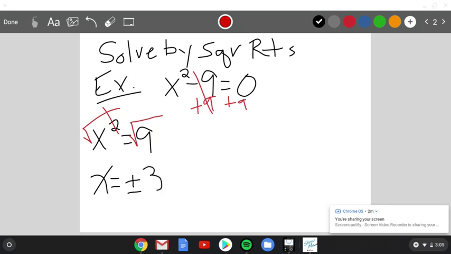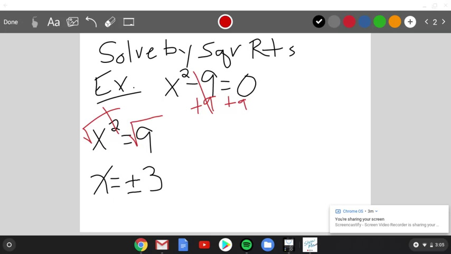So when you square root both sides of an equation, you need to put plus or minus, the little plus minus symbol, in front of your solution. And that tells us that both positive 3 and negative 3 are solutions to this. Remember from the graphing lesson that the biggest exponent that you have tells you how many solutions you have. So when it's quadratic, when it's squared, we have two solutions, positive and negative.